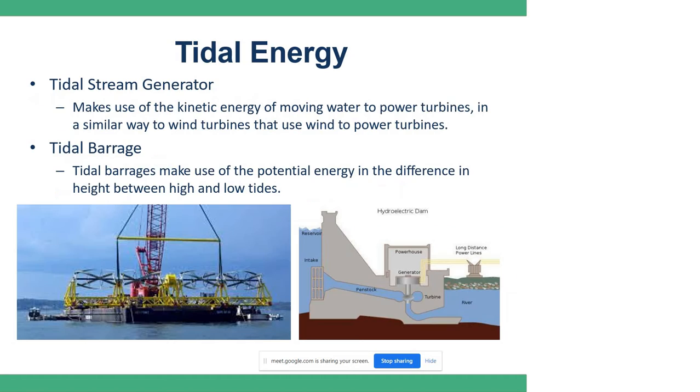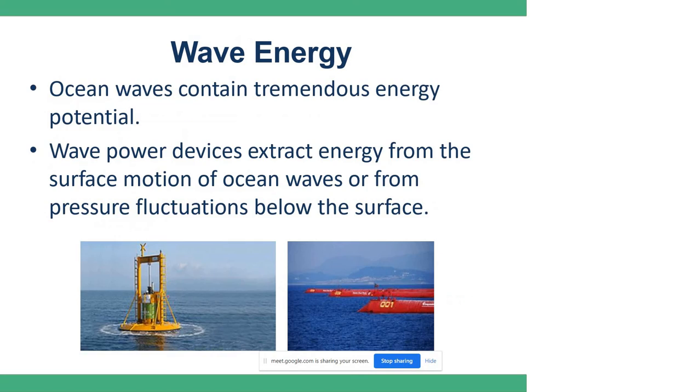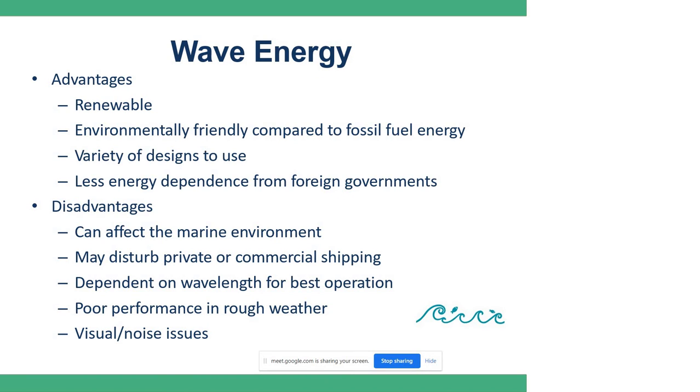So it becomes very easy for all governments to use and utilize wave energy. You don't need a big extensive setup. Today you get it, and in the next season you might not get it, because the oceans don't freeze up. Now the disadvantages are that it affects the marine environment. It might disturb private or commercial shipping. It's dependent on wavelength for best operation, has poor performance in rough weather, and has visual and noise issues.